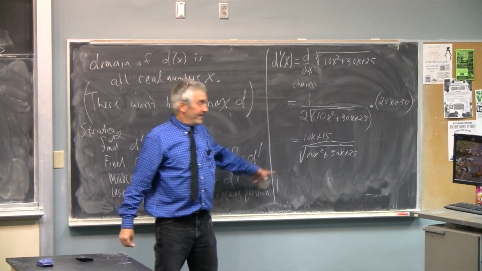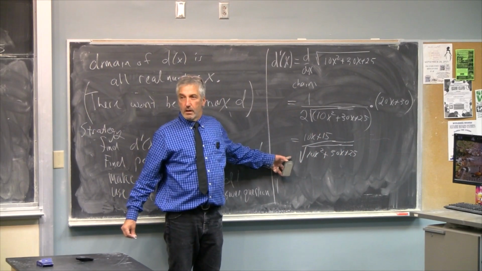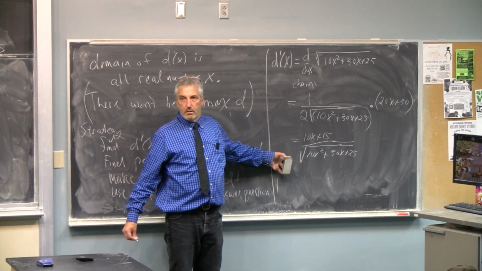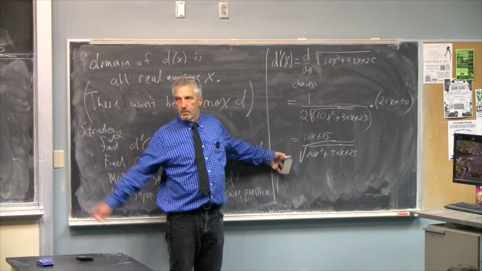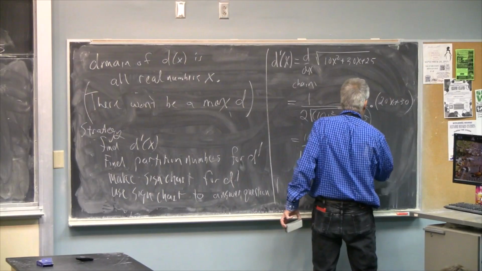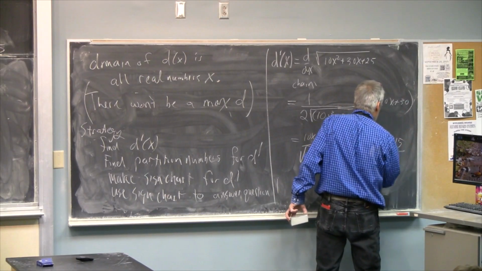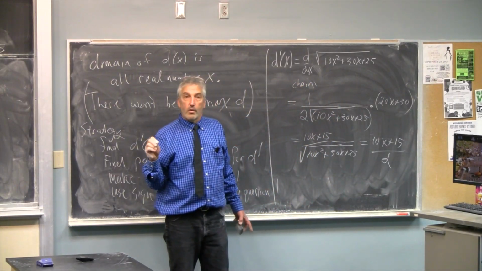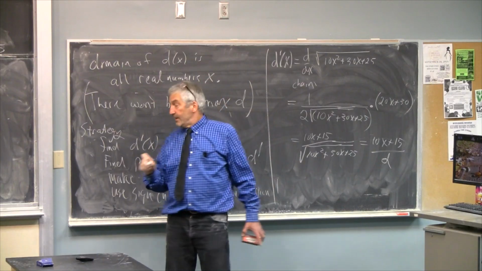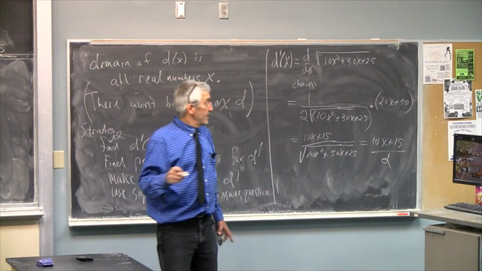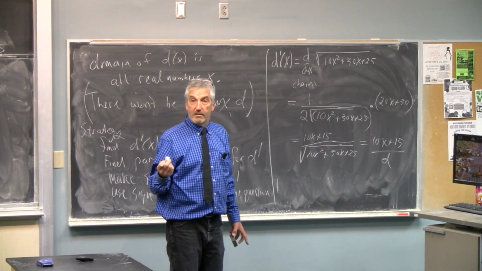Hey, does anybody recognize that mess in the denominator? It's d. So this is 10x plus 15 over d. That's crucial because I want to know the partition numbers for d prime. Those are the numbers that make d prime equal to 0 or d prime discontinuous.